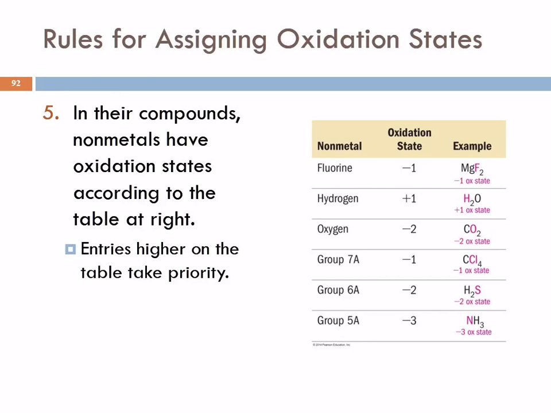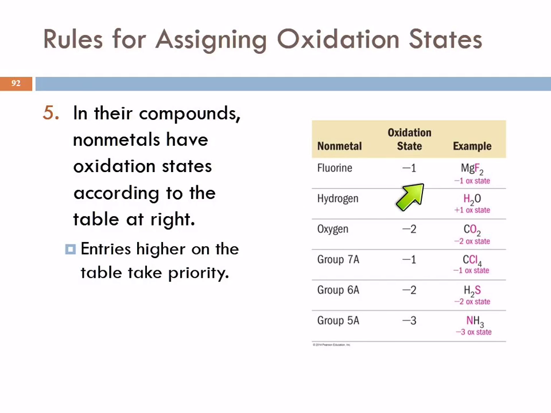So far, those oxidation states have really corresponded well with ionic charges. And then we get to number 5, and this is where we deal with things that don't fit in there. So the nonmetals. The nonmetals, when they form molecular compounds, they don't have ionic charges. So how do we figure out what their oxidation states are? We have this order of priority.